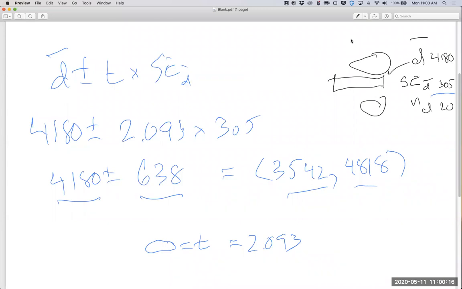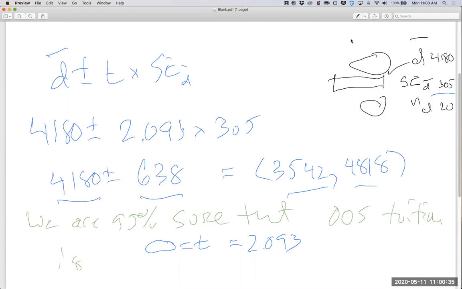Okay, so how would I phrase my answer? I am 95% sure, or we are 95% sure that the out-of-state tuition is 4180 plus or minus 638 more than in-state tuition in the year that we collected the data.